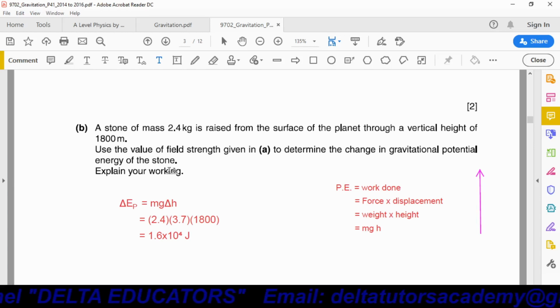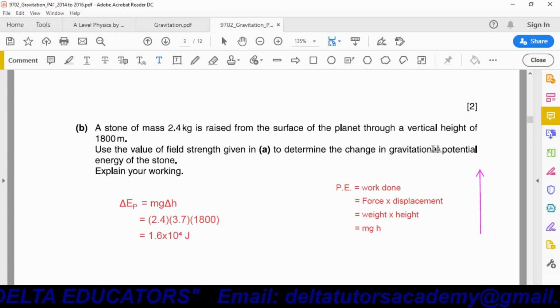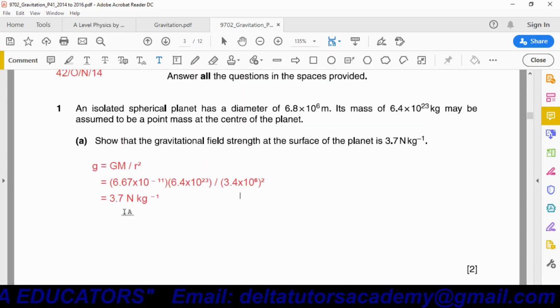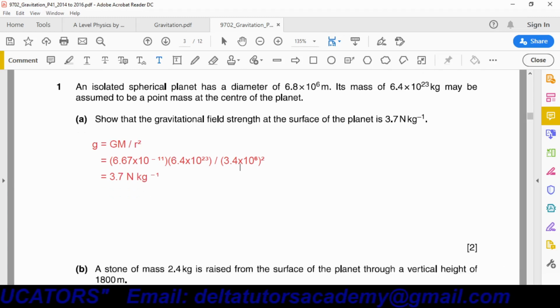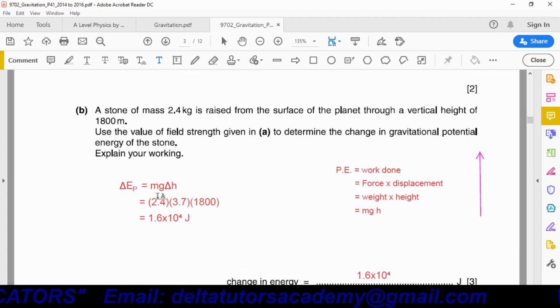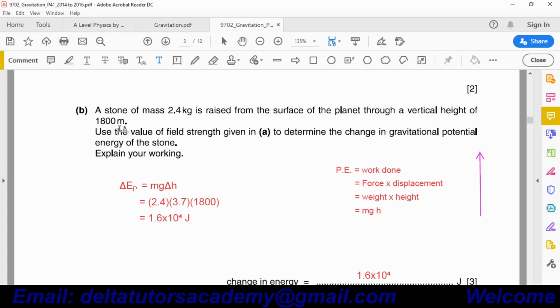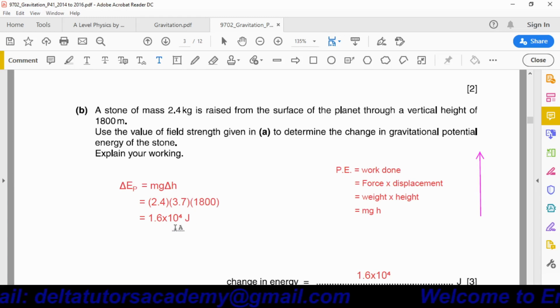m is the mass of the object. It is given as 2.4. This g, 3.7, we calculated in the previous part. And this is the vertical height h. It is 1800, given here. Now we just have to multiply all these values. We will get the answer 1.6 × 10^4 joules.